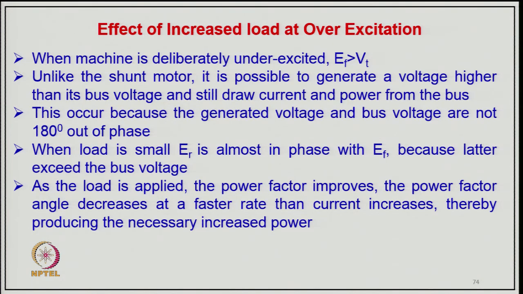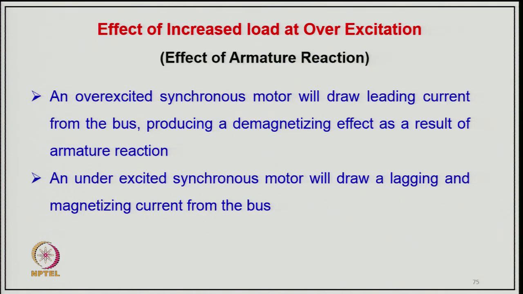Now, coming to the effect of increased load on over excitation, when the machine is deliberately over excited, typically E F is greater than Vt. Unlike the DC motor, it is possible to generate a voltage higher than the bus voltage and still draw power from the bus. This occurs because the generator voltage and bus voltage are 180 degrees out, and when the load is small, E F is almost in phase with Vt, but later exceeds the bus voltage. So, as the load is applied, the power factor improves, the power factor angle decreases at a faster rate, and then the current increases, thus producing the necessary increased power.